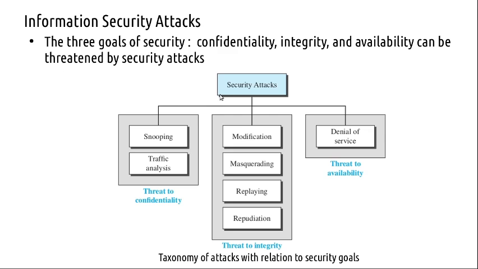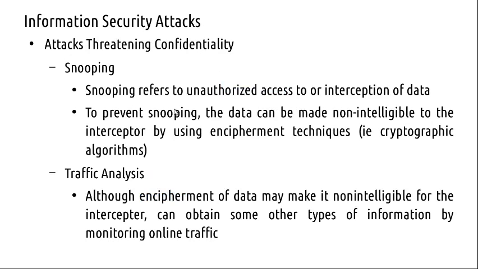So these are the broad classification of security attacks. You have threats to confidentiality, threats to integrity, and threats to availability. These are three broad classifications. You are aware of most of these things. So that is snooping. Snooping is unauthorized access.